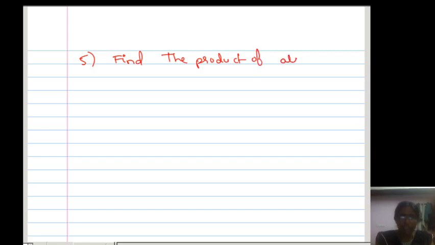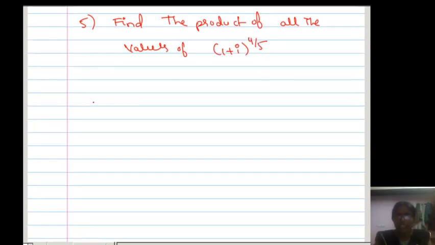Next question. Find the product of all the values of 1 plus i whole power 4 by 5. So I want to find the product of all the values. First of all, what are the values? Then we will discuss the product.